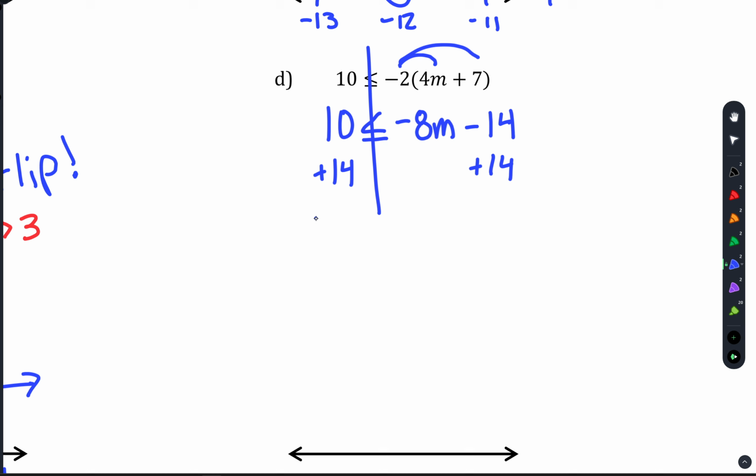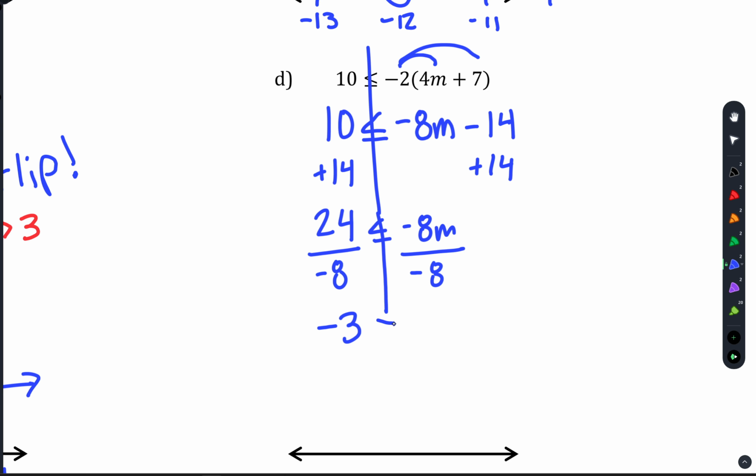So I'm going to add 14 to get 24 is less than or equal to -8m. I'm going to keep going. I divide by -8. Hey, Miss Lise, do we flip the sign now? Yeah. Now I'm dividing by a -8 on both sides. So this becomes -3. I flip my sign to face the other way. And then there's my m.